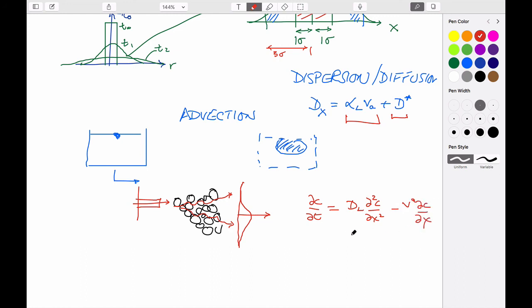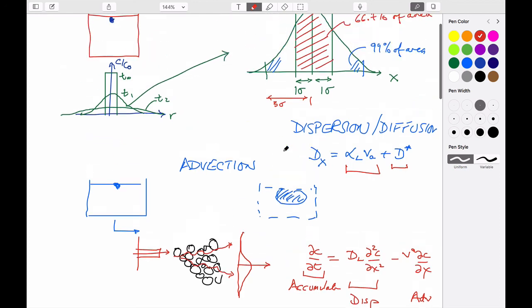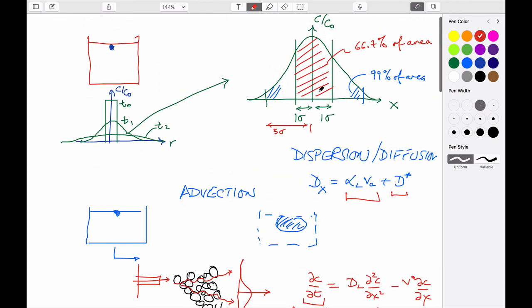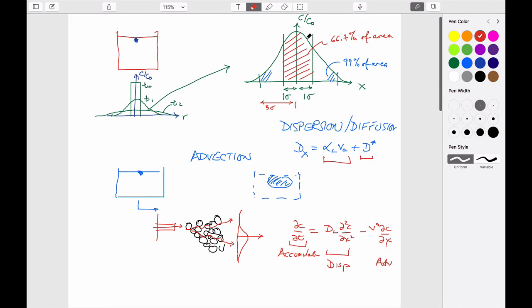And you know these terms: dispersion, advection, and accumulation. So if we know how to solve this diffusion process really easily, we know it kind of looks like a Gaussian distribution, maybe we could just solve the diffusion part of the equation, which is this. Solve this.